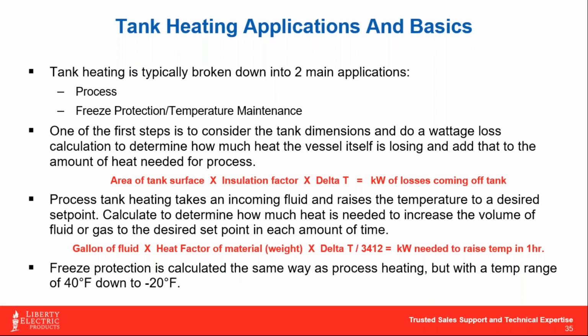When we do freeze protection, typically we're just basing our calculation from 40F down to -20F. So we use a 60-degree delta T in our figures, but it's actually a very simple calculation. You're really just taking gallons of fluid, times 8.35, let's say, for water. That's the weight of a gallon of water, times whatever your delta T is, and then we divide it by 3412, and that's what gives you the kilowatts needed per hour to heat that load.